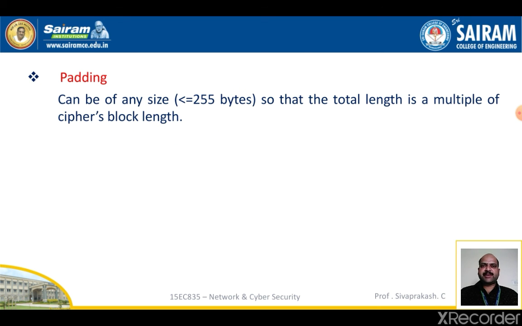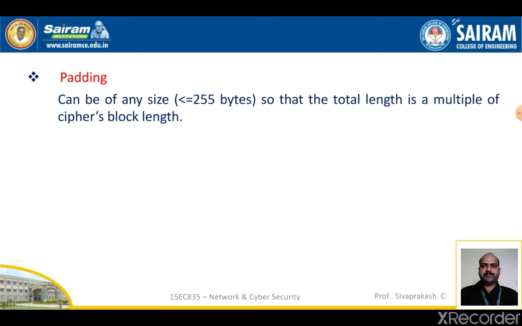Let's see the next topic, padding. In SSL, the padding is added prior to encryption of user data in the minimum amount required so that the total size of the data to be encrypted is a multiple of the cipher's block length. In TLS, the padding can be any amount that results in a total that is a multiple of the cipher block length, up to a maximum of 255 bytes.